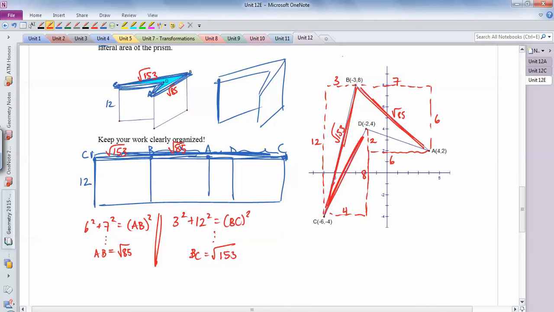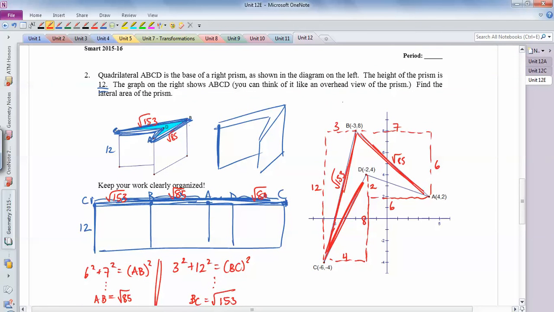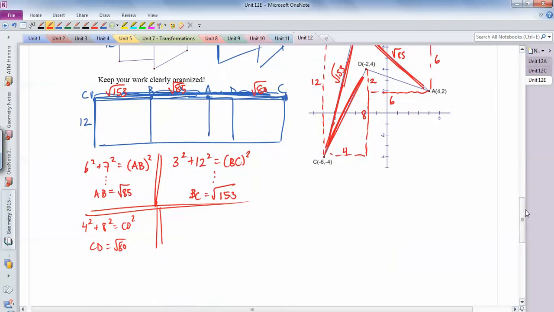CD here, 4 squared plus 8 squared is CD squared. And that comes out to be root 80. So that's this one, which is, where's CD? Root 80 here. And then AD is short. That's just 2 squared plus 6 squared is AD squared. So that ends up being root 40 for AD.